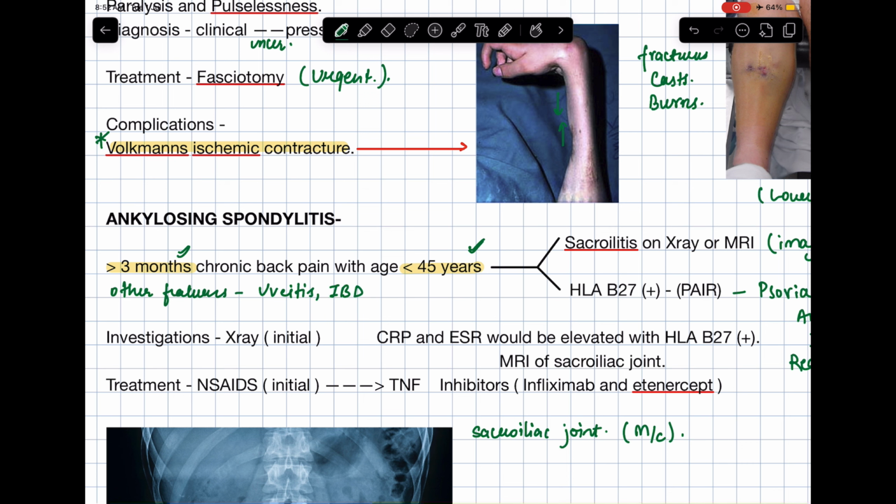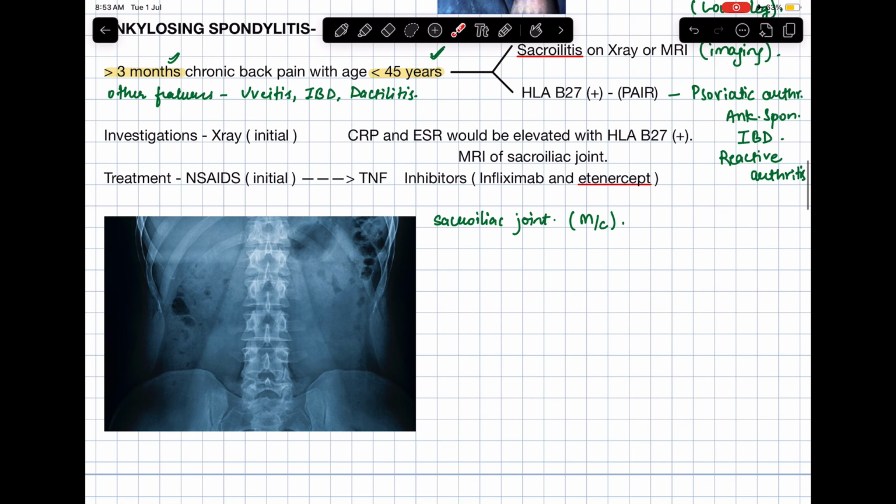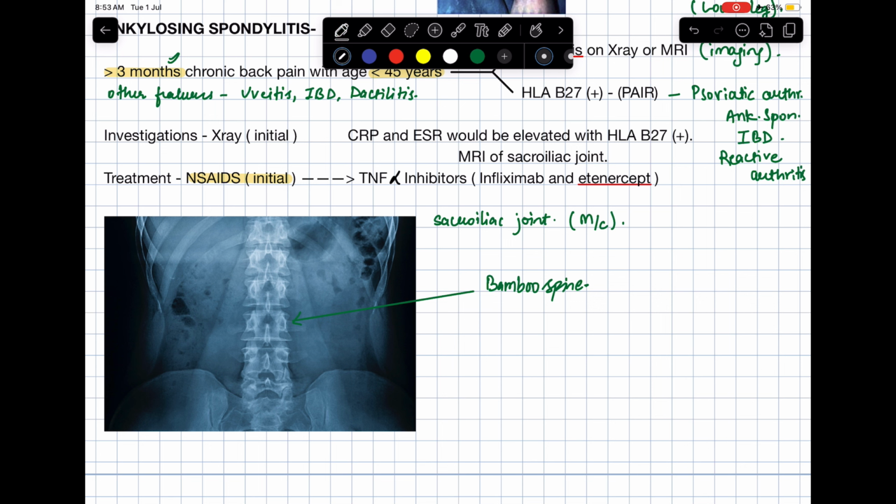Now, when we are checking the blood reports, the ESR and CRP would be elevated, and in the X-ray, the important findings are sacroiliitis as an early finding and bamboo spine as a late finding. Now, when we are talking about the management for ankylosing spondylitis, first line is NSAIDs. We'll have to prescribe simple NSAIDs like indomethacin or naproxen. Along with that, we'll have to do physiotherapy and posture exercises.